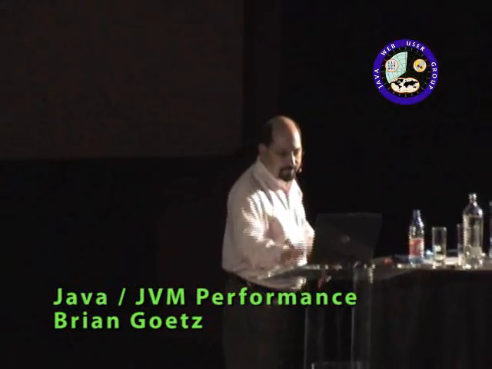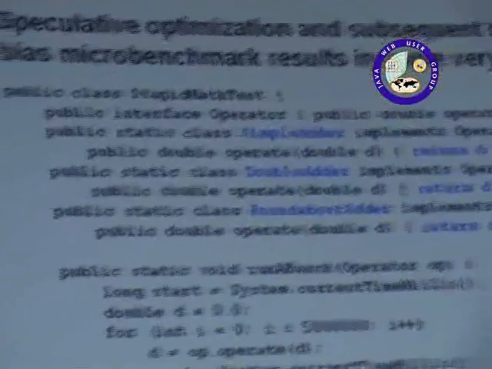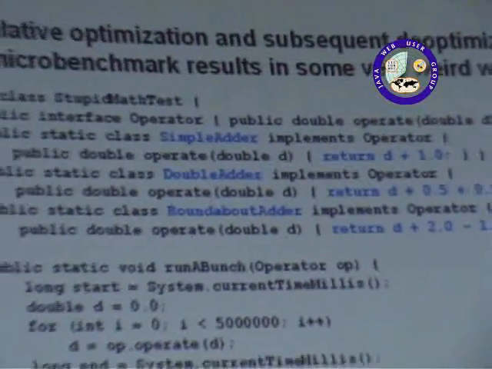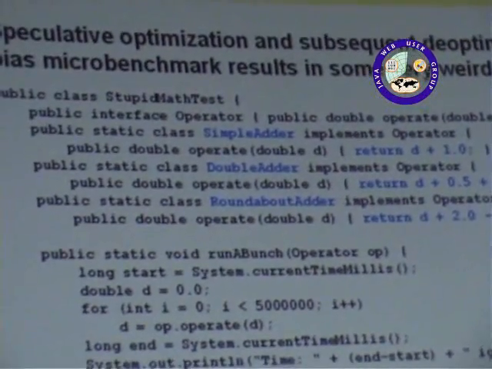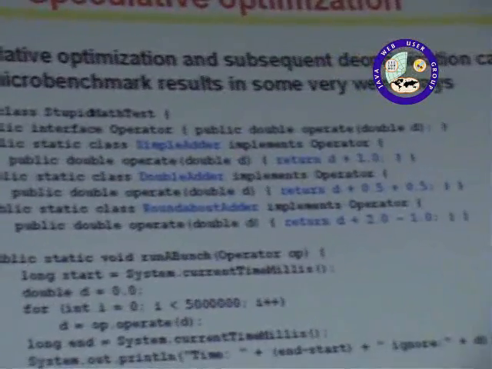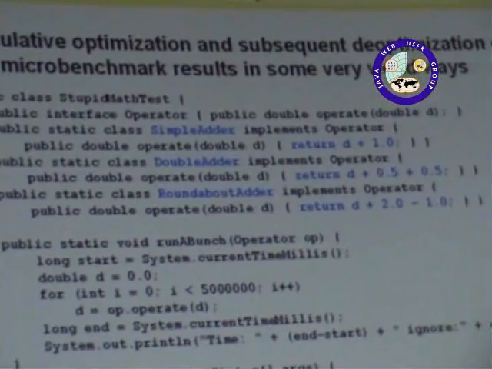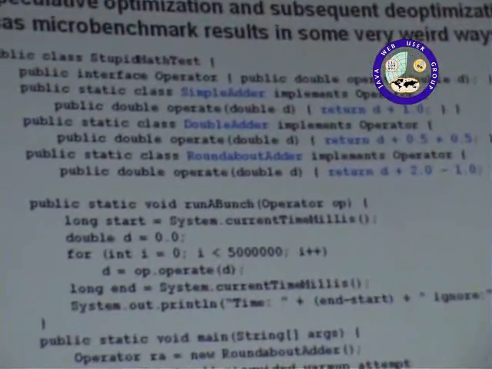Okay, let's go back to the code. So the first one, we instantiate a roundabout adder, we do our warm-up, and what's going to happen is the JVM is going to say, hey, there's only one class loaded that implements operator. So I don't have to do virtual method calls when I call operate. I can do direct method calls.